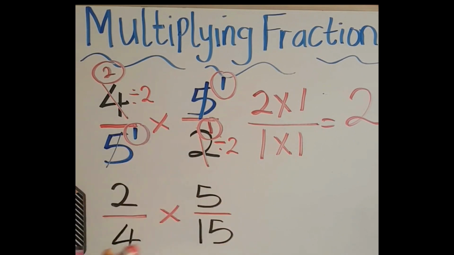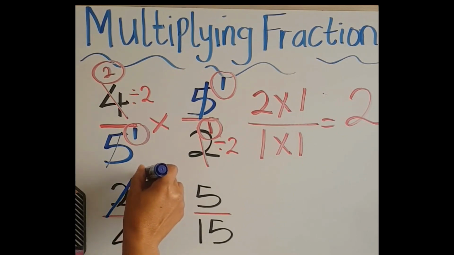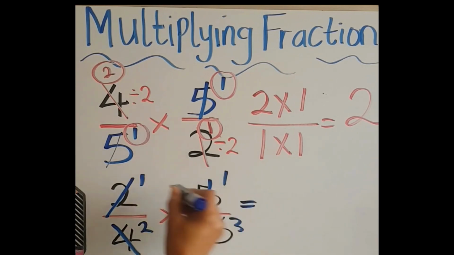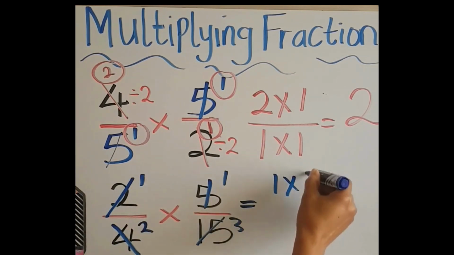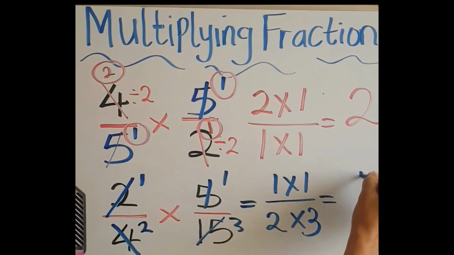Why do I have it black and black, black and black? It means this one can divide it, they can cross out each other, and this one can cross out each other. So let's do it. I'm going to use blue. 2 into 2 is going to give us 1. 4 into 2 places is going to give you 2. 5 into 5 is 1. 15 into 5 places is going to give you 3. You multiply across. 1 times 1 all over 2 times 3. It's going to give us 1 over 6.